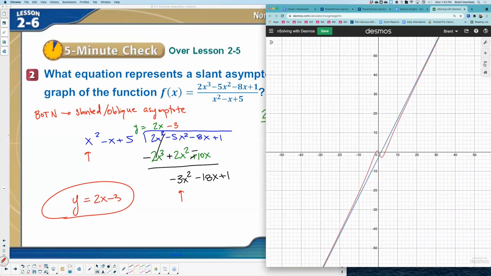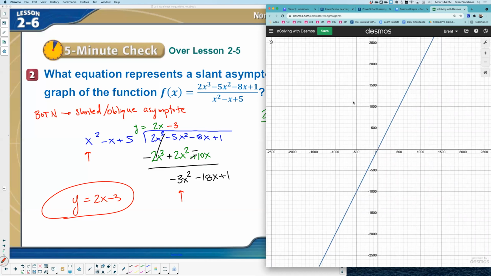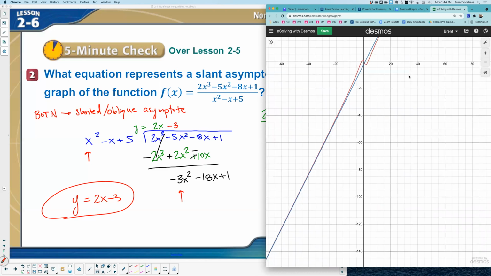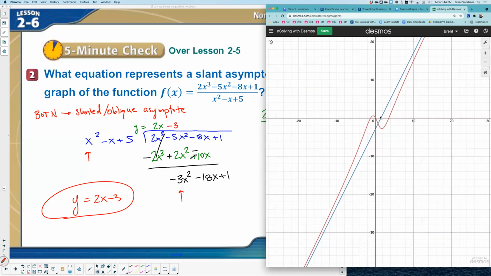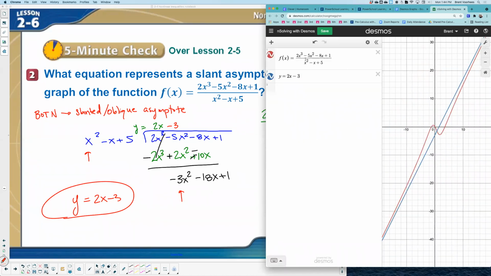When I zoom out, what can you tell me about those two graphs? There's a red graph in there and a blue graph. What can you tell me about those two graphs? They look exactly the same, don't they? That's because it's its asymptote. Zooming in, you can see these aren't exactly the same, but when you zoom out, you can quickly say that's its asymptote. So that is the correct answer.